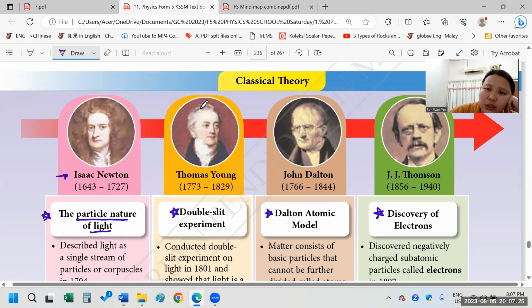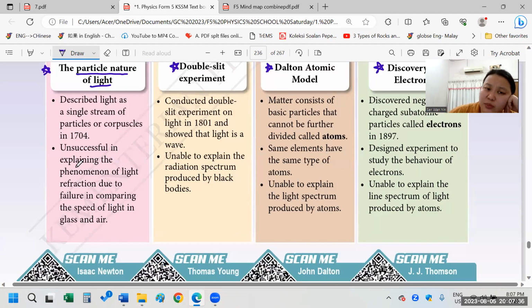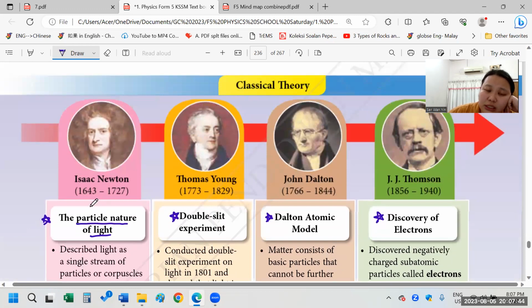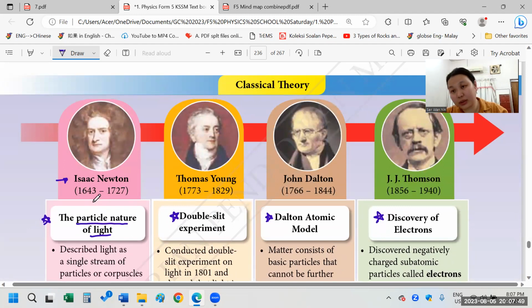Because from Form 4 we learn what? Light is a wave. Mana ada particles? No way. Okay, and also he cannot explain the phenomenon of light, like refraction. So he said light is particles, but no proof to support. Okay, then Thomas Young. Thomas Young say what?